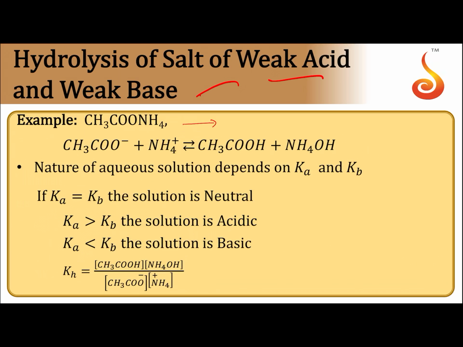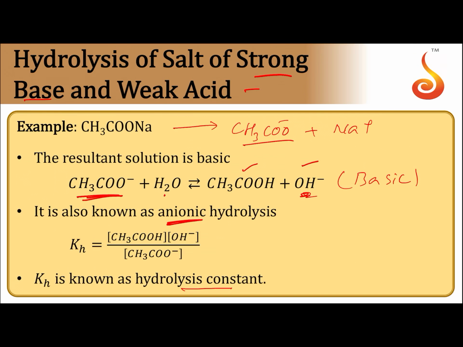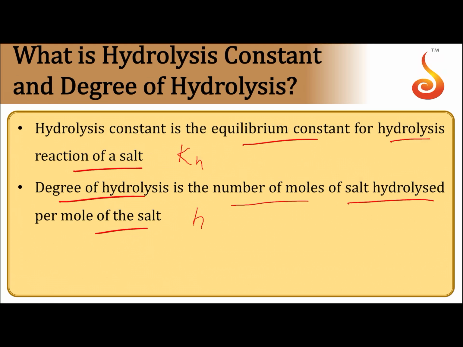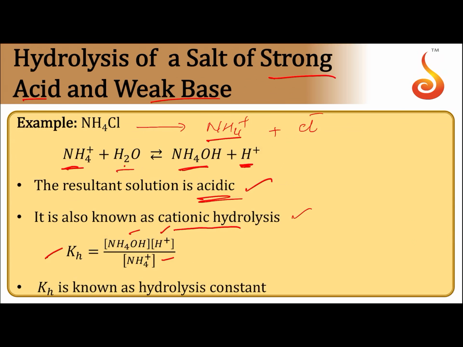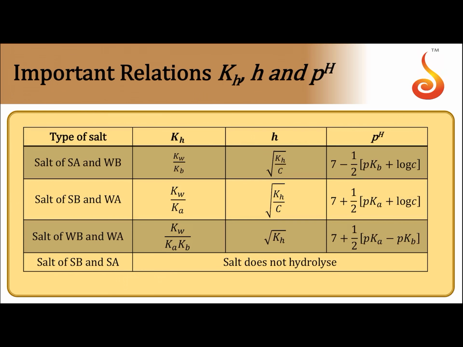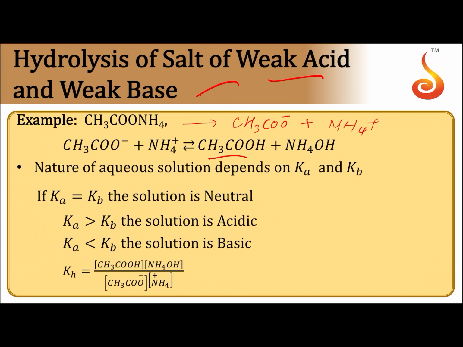When you dissolve, say, ammonium acetate salt in water, you are going to get acetate ions plus ammonium ions. Now here in this case, both react with water. Acetate as well as ammonium ions both react with water. Acetate ions react with water to form acetic acid, and ammonium ions form ammonium hydroxide. So thereby you are going to get acetic acid plus ammonium hydroxide.